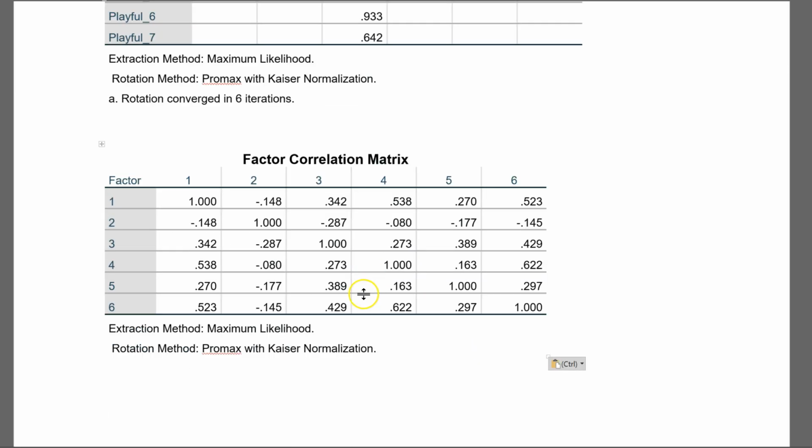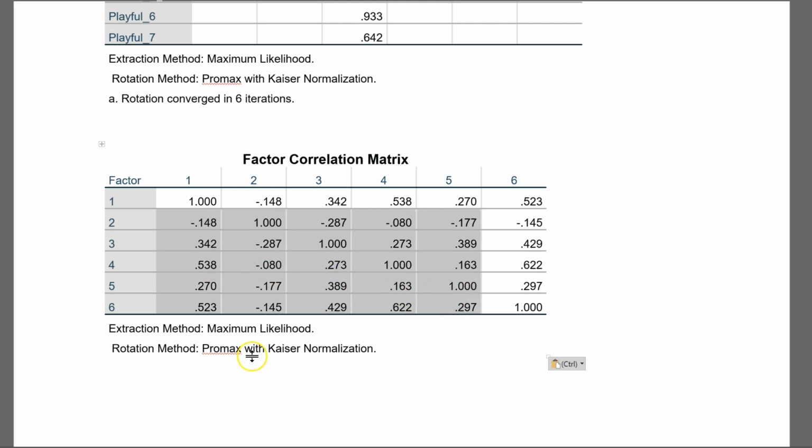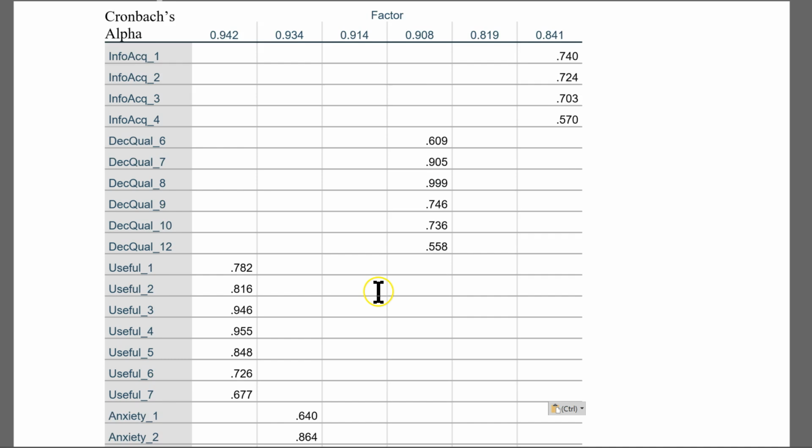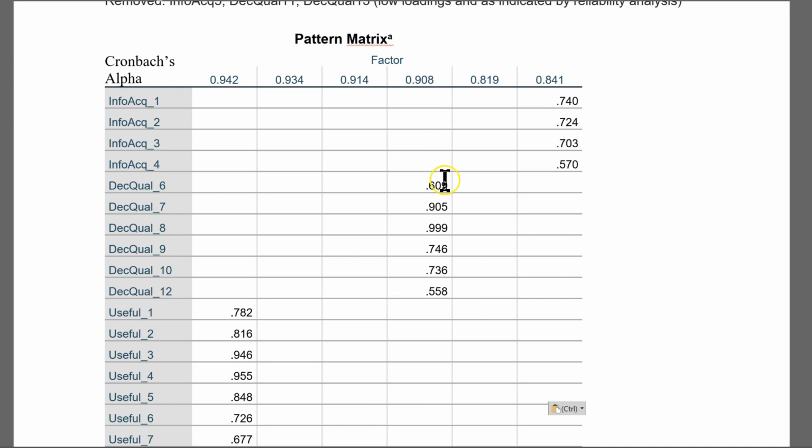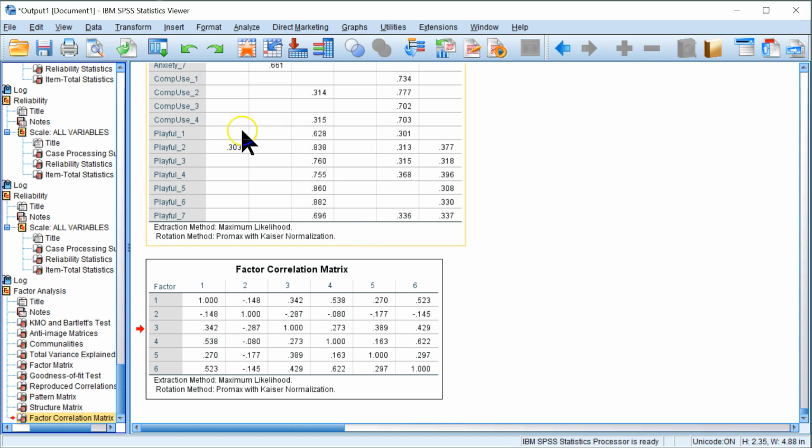What are we looking for here? For discriminant validity, we're looking for anything in this matrix greater than 0.7 off diagonal. And you can see there is nothing. In fact, the closest thing is a 0.622 between 4 and 6. And 4 and 6 in our case are decision quality and information quality. So they're related. Interesting.